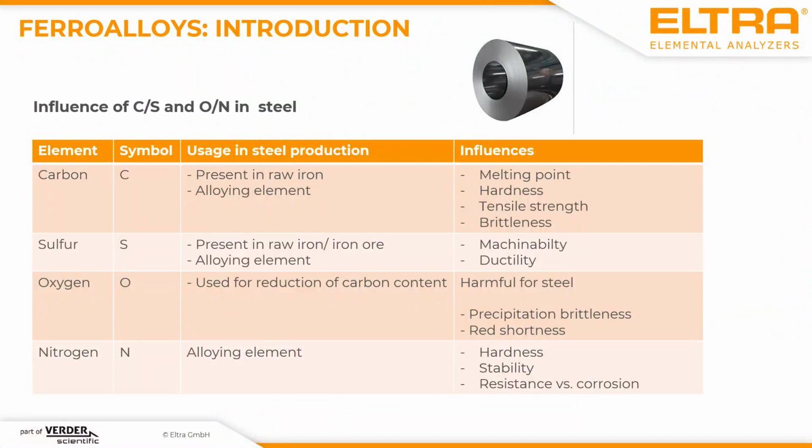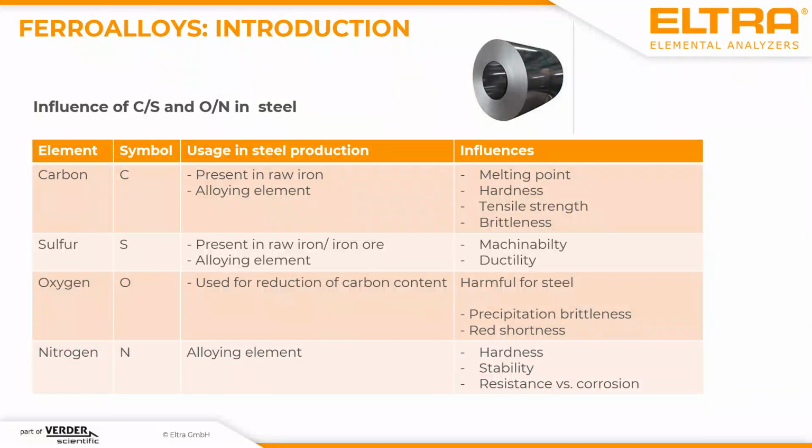First, I would like to show you which influences carbon, sulfur, oxygen and nitrogen could have on a steel sample. When you have a look at the carbon content, you will see influences on the melting point, the hardness, and of course also on the strength and brittleness. For sulfur, it's mainly the machinability and ductility that are influenced.